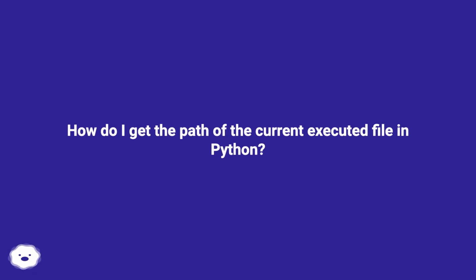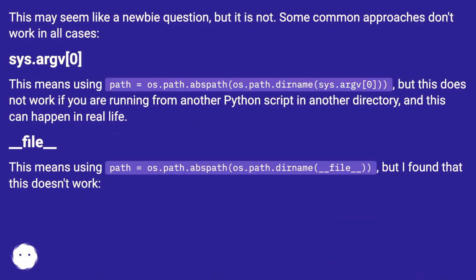How do I get the path of the current executed file in Python? This may seem like a newbie question, but it is not. Some common approaches don't work in all cases.